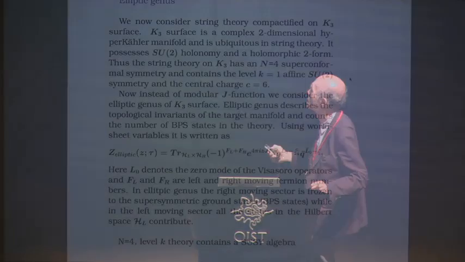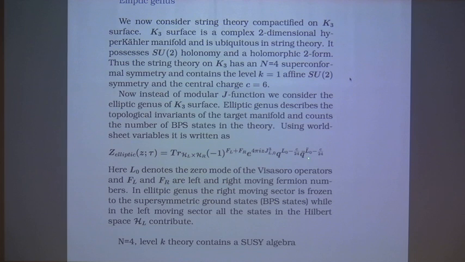So if you look at just the right moving part of the theory, it has only these two terms, and the higher excited states completely cancel, and only the ground states survive. So the right moving part is sort of trivialized in this elliptic genus. And in the left moving part, we have this term. Even if the level of a bosonic state and a fermionic state is the same, the bosonic state and the fermionic state have opposite sign, so they do not cancel. They add, in a sense.